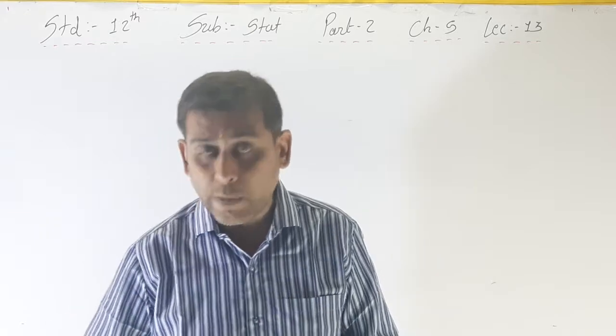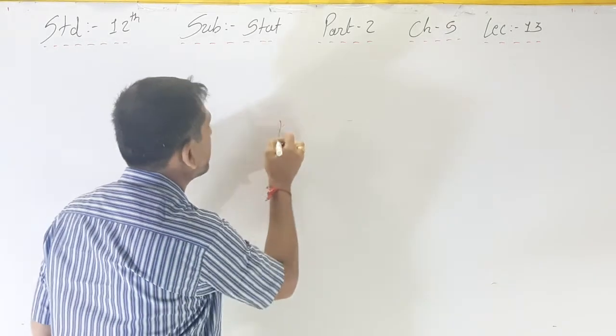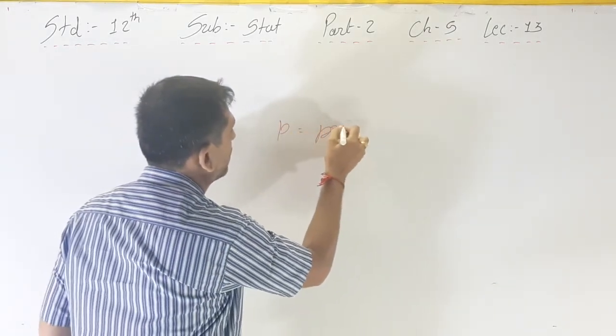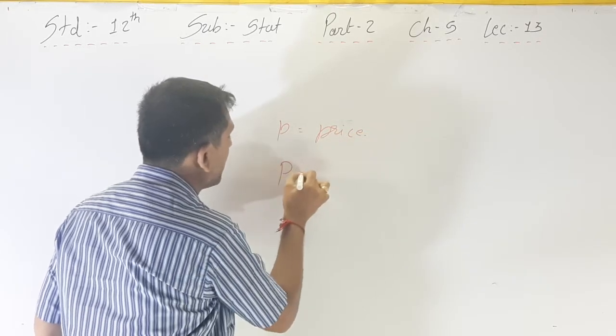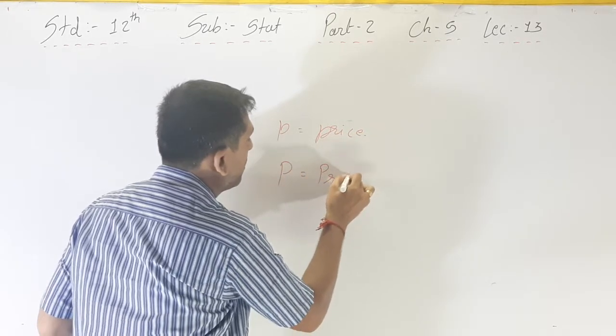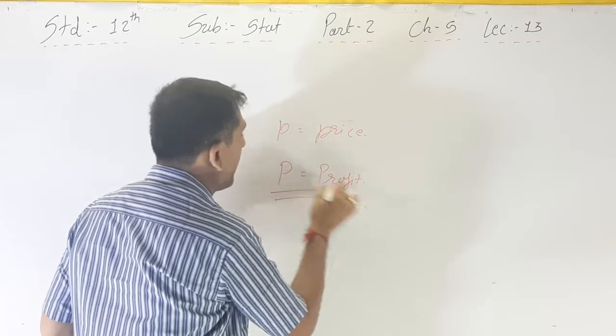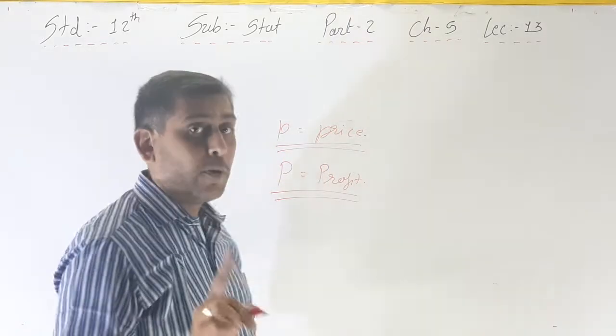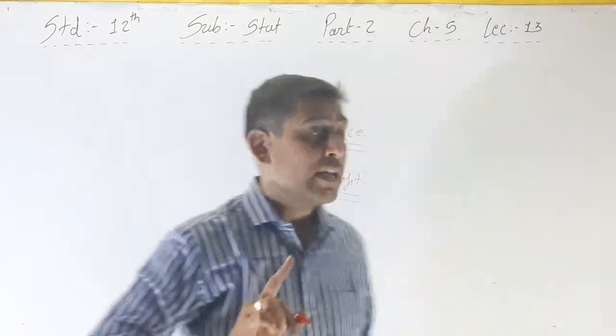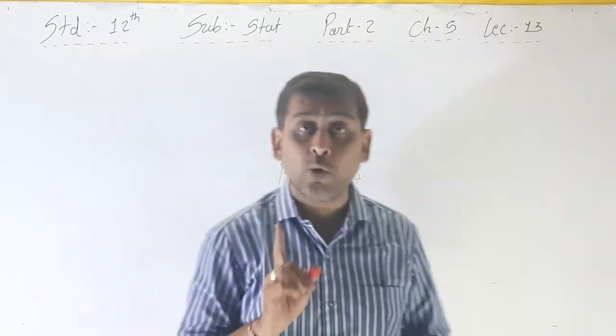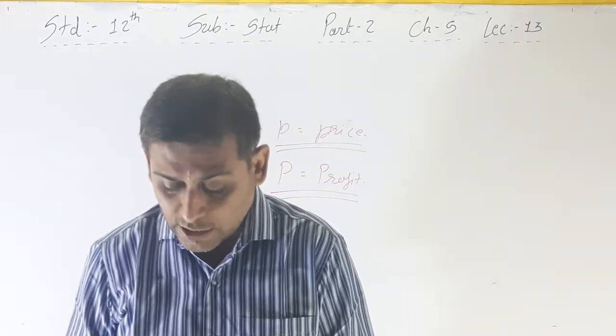See, small p is for price and capital P is for profit. Please keep in mind these two things: small p is equal to price, capital P is equal to profit. Here capital P is there.